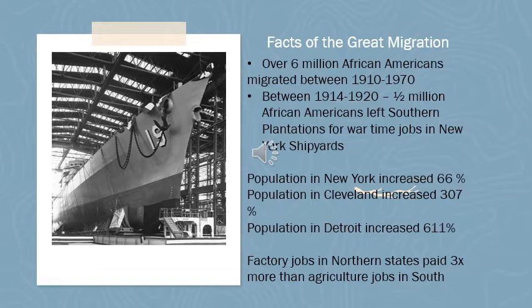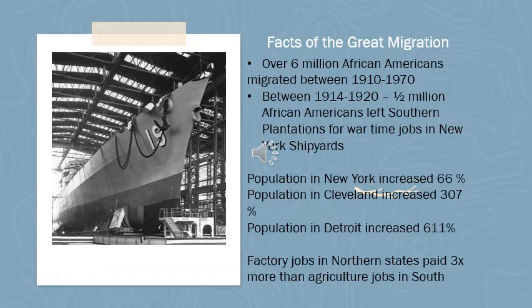Of the Great Migration, over 6 million African Americans migrated between 1910 and 1970. Between 1914 and 1920 alone, more than 500,000 African Americans left southern plantations for wartime jobs in New York shipyards. This migration saw the population in New York increase 66%, while the population in Cleveland increased 307%, and the population in Detroit increased 611%. Factory jobs in northern states typically paid about 3 times more than the agricultural jobs in the South.